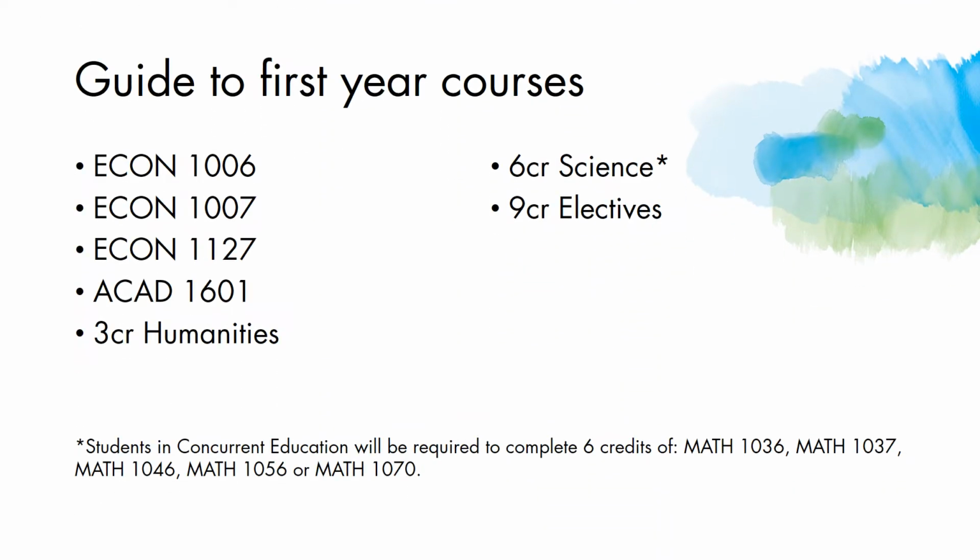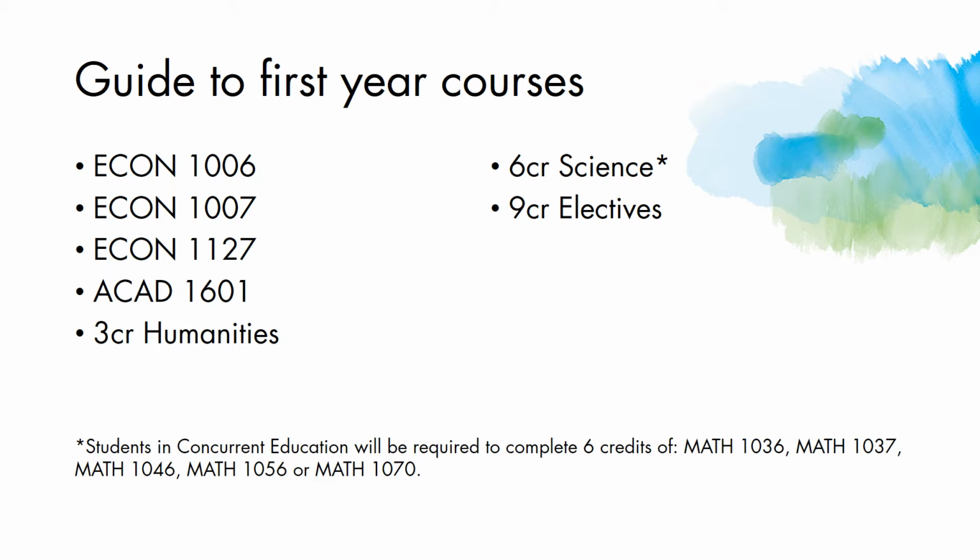The following is a list of suggested first-year courses for a student in the Econ program. You will notice all of your required first-year Econ courses, as well as your breadths and some electives. You'll also see an asterisk with some information for students in concurrent education. If this is something you are planning for, you are required to take 6 credits of math from the list provided. This will satisfy your required 6 credits of science breadth.